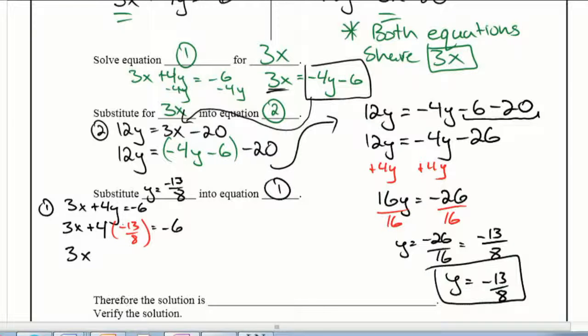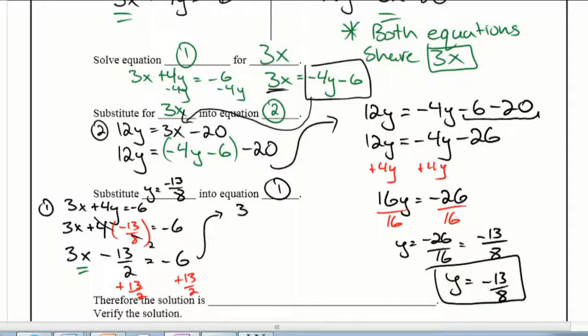3x, 4 times 13 divided by 8. I'm going to get 13 over 2, because the 4 and the 8 are going to simplify to just give me a 2 on the bottom. So that's looking okay. Now I'm trying to get x by itself. We're trying to isolate x. So I'm going to now add 13 over 2 to both sides, because that is the opposite of the subtraction that I'm doing.